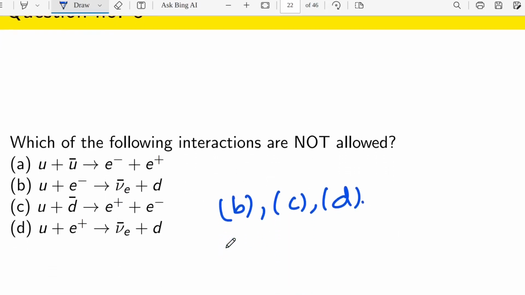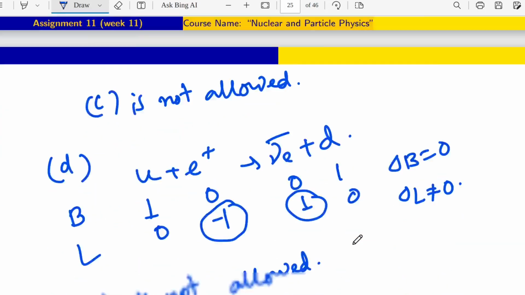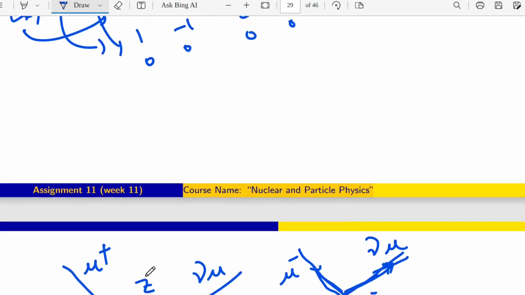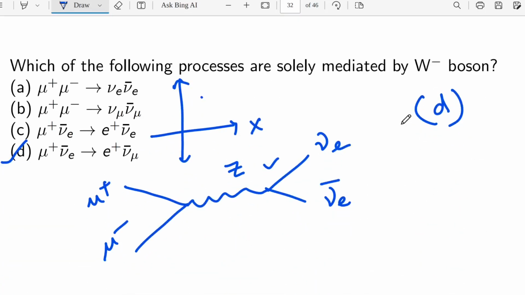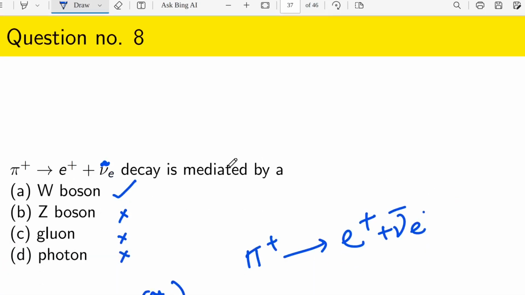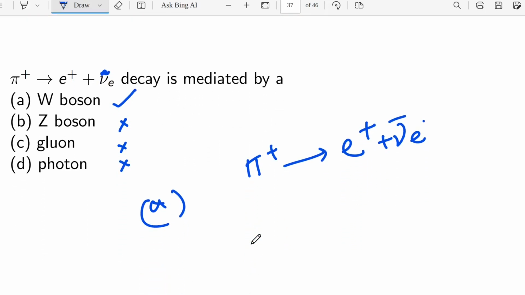Now next, this is the fifth question, and the answers are these three. Now the sixth question is this one, and the answer is this one. Seventh question has the answer this one. Eighth question is this, and the answer is this one. So these are the total 8 questions of previous year assignment in week number 11. I have just explained that explicitly. If you have any doubt, you can ask me.